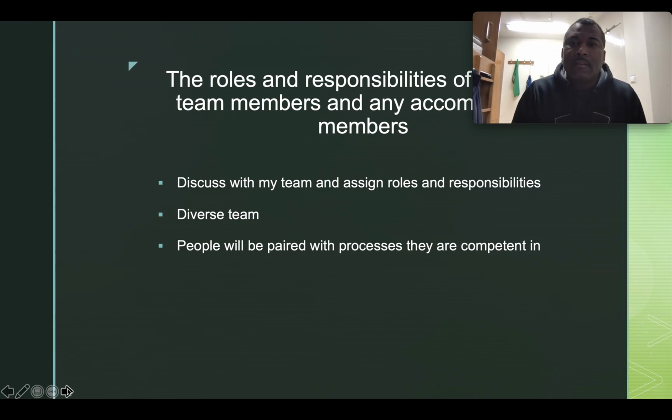All right, guys, the roles and responsibilities of the team members and any accompanying members. So here I'll discuss any roles and responsibilities with my team. I would have a diverse team that's well versed in the different areas in which we're performing the audit. So it'll be people from each section of what we're doing. They'll have knowledge of what's going on. That way we can properly assign the roles. So with that being said, the people will be paired with processes they are competent in.